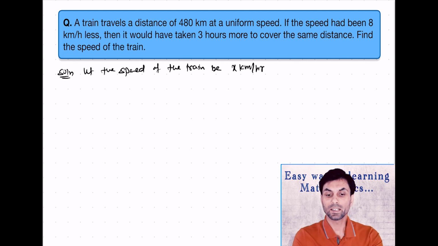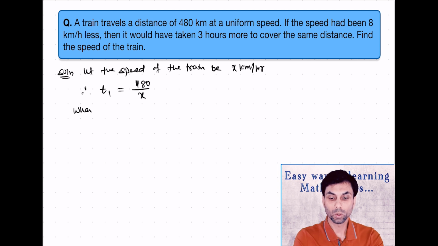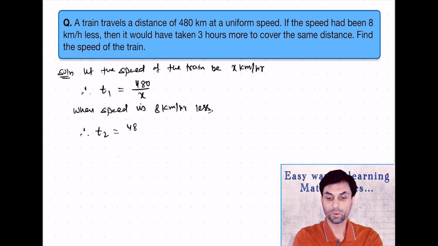Now it is given a train travels a distance of 480 km with a uniform speed. So therefore, the time taken, let us suppose it is t1, will be distance upon speed, which will be 480 upon x. So when speed is 8 km per hour less, therefore t2 will be 480 upon x minus 8.